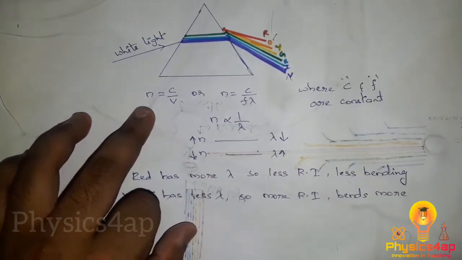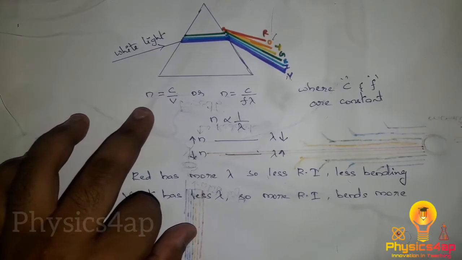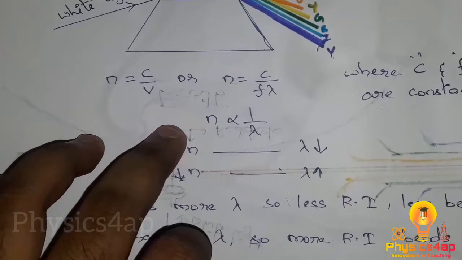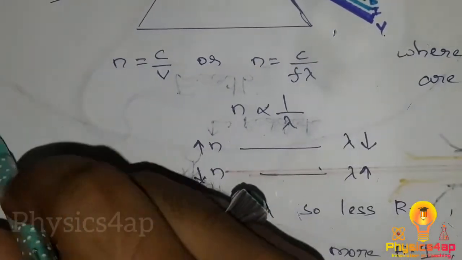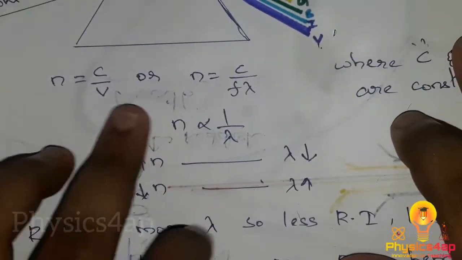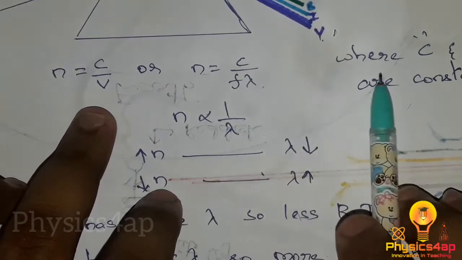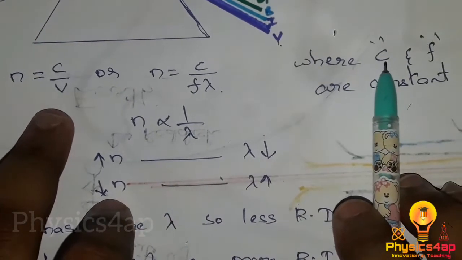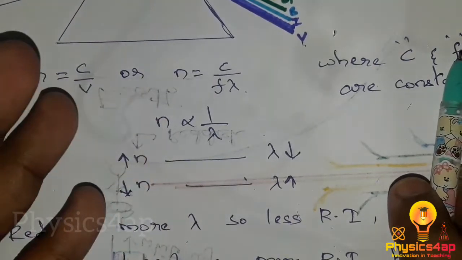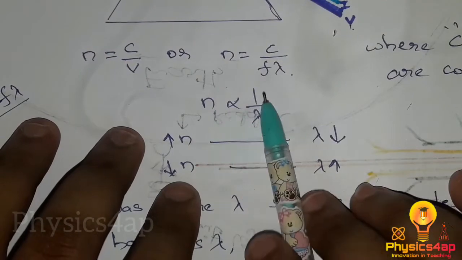The refractive index n is equal to c by v, and from this, velocity v is equal to f lambda, the formula. So if you substitute in this, we get n = c / (f lambda). Here c is a constant, the velocity of light, and f is the frequency, and during refraction the frequency is constant. So we get n proportional to 1 by lambda.